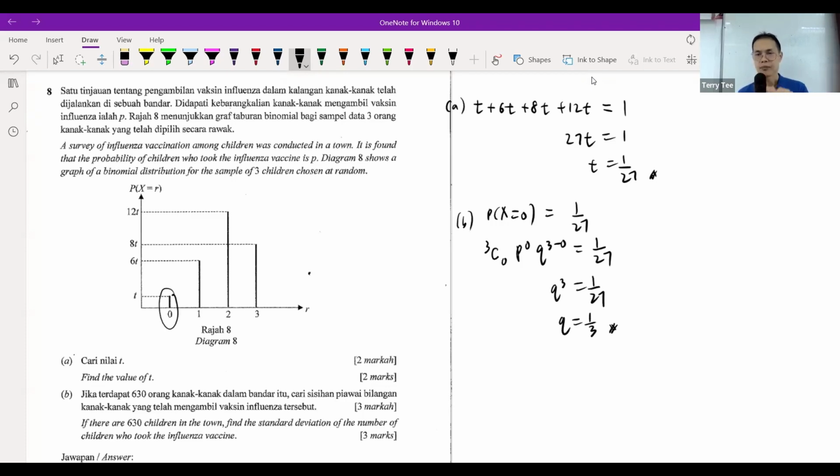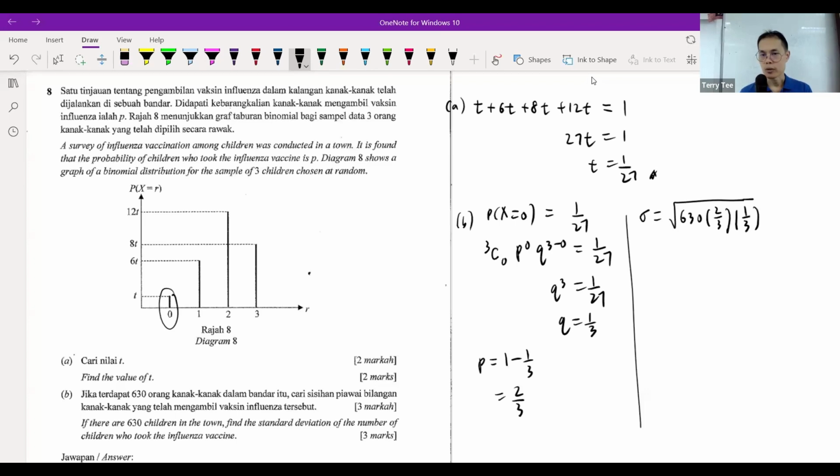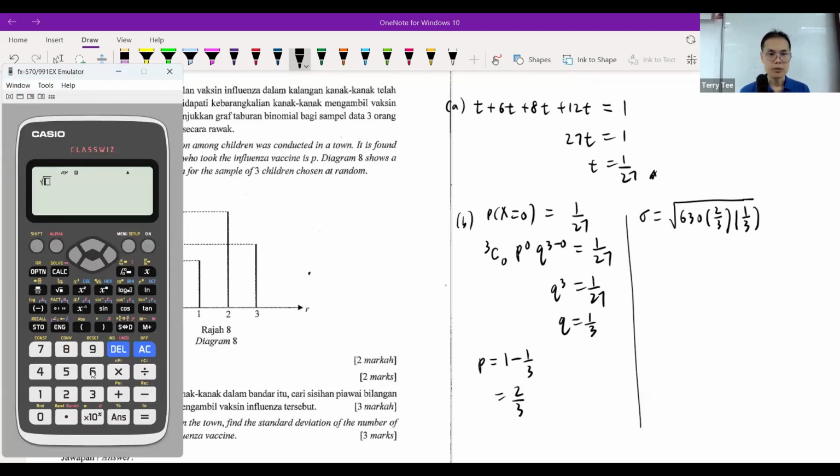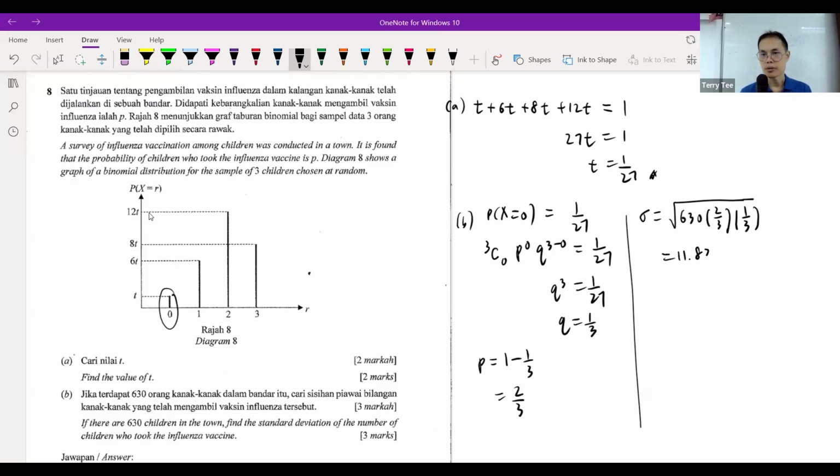Okay, this is not your answer yet. We need P and Q to find your standard deviation. P is 1 minus Q, Q is 1/3, so P is 2/3. Therefore, the standard deviation is the square root of npq. My n is 630, my p is 2/3, my q is 1/3. Use your calculator: square root of 630 times 2/3 times 1/3. My answer is 11.83.